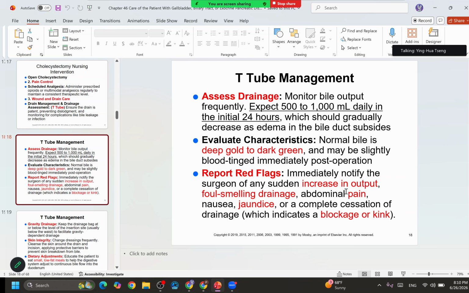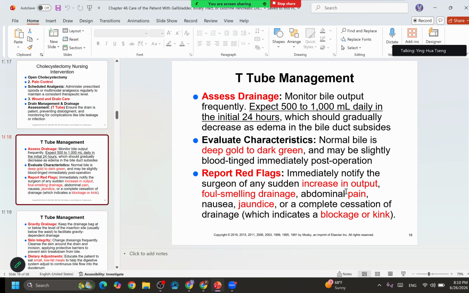That means the drainage is not coming out, it's all accumulating inside. It's blocked, so something is wrong, and you need to call the doctor. The T-tube may need a replacement because there's no output, or maybe the common bile duct is already in spasm.